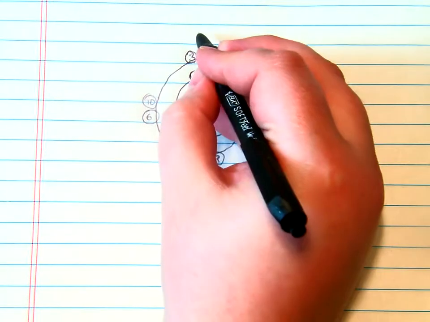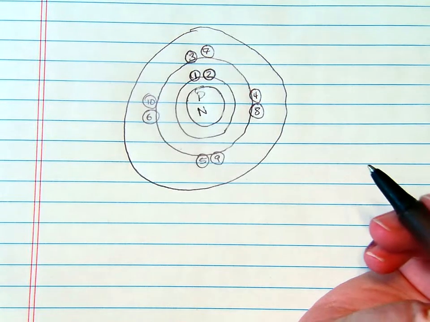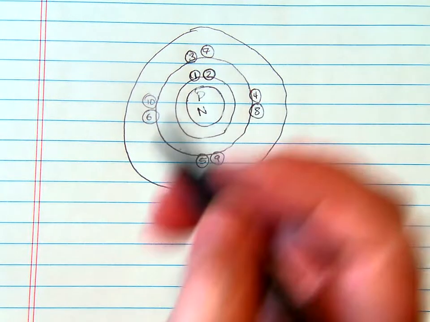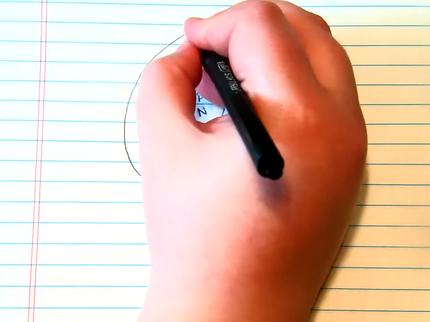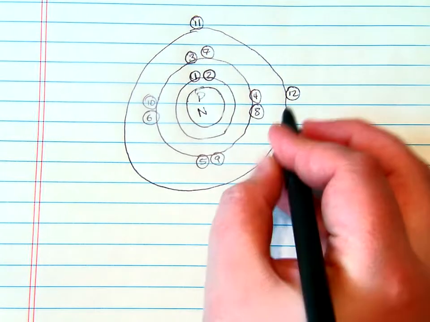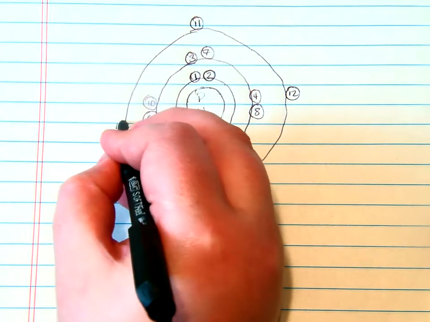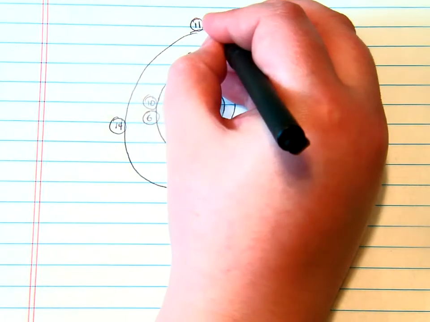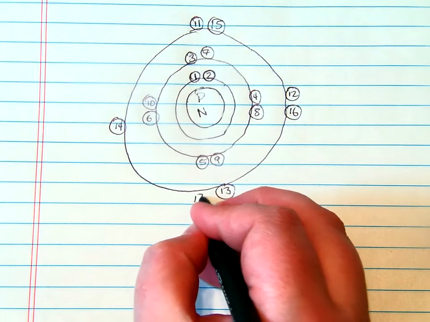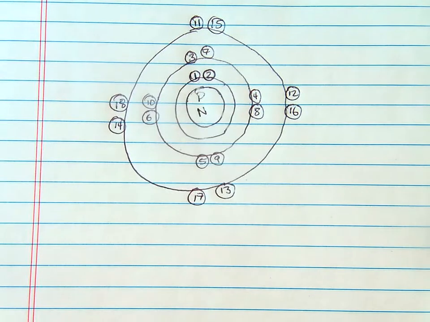We need to now draw our third shell. It's going to look just like our second shell. So 10 was our last one, so 11 goes up here, 12, 13, 14, 15, 16, 17, 18. Excellent.